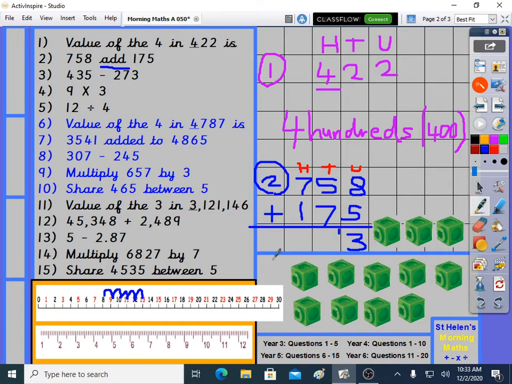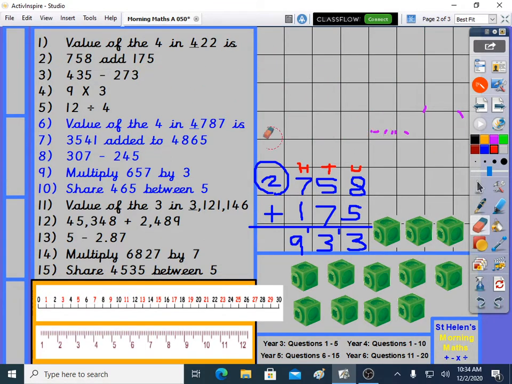5 plus 7, I might need this number line. 5 plus 1, 2, 3, 4, 5, 6, 7 is 12. Plus this other one here is 13. We get 13, 1 and 3, make sure it says 13, not 31. 7 plus 1, well that's just 8, plus 1 is 9. 933 for question 2. 933. We'll move on to question 3, which is minus, as usual.